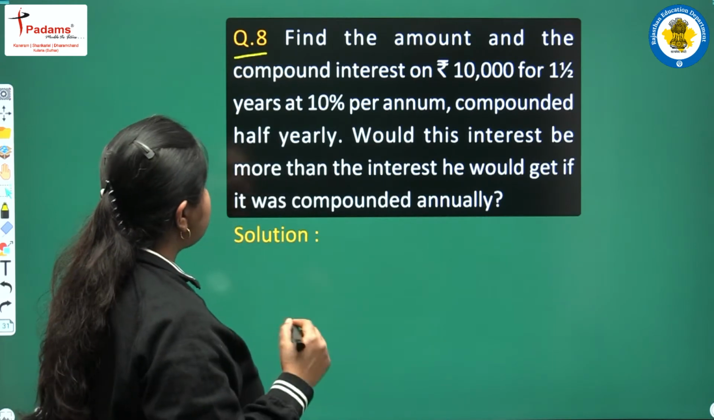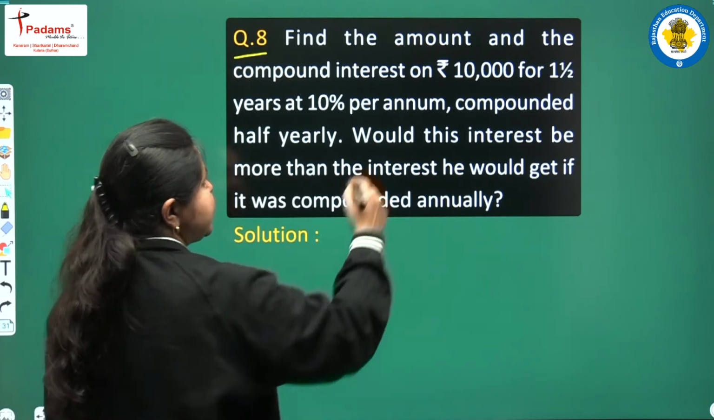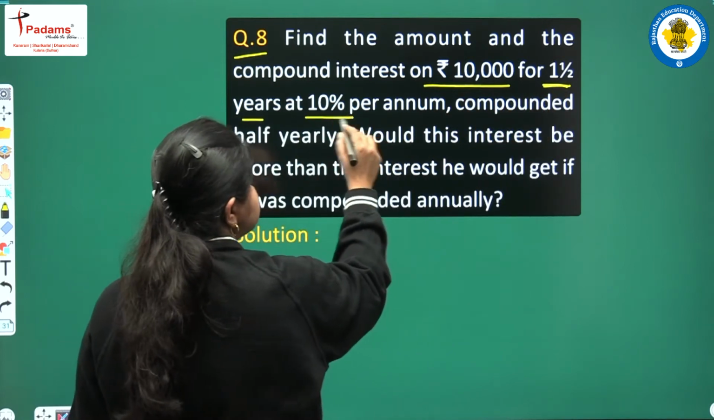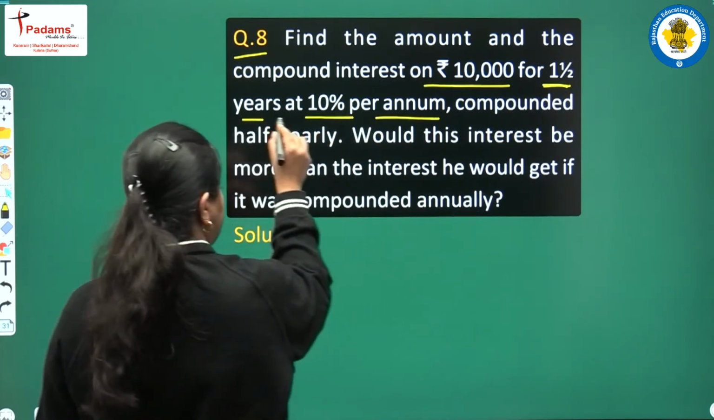Find the amount and the compound interest on rupees 10,000 for 1.5 years at 10% per annum compounded half yearly.